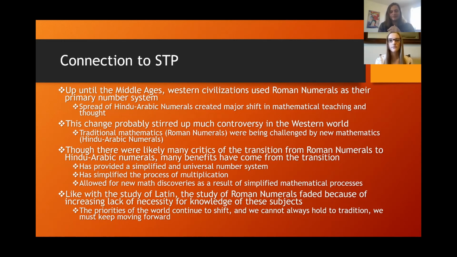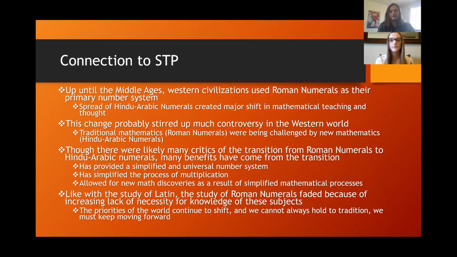Now, there were probably many critics of the transition in the beginning, but because we have transitioned to Hindu-Arabic numerals, there have been many benefits to come from this. Because of its spread from the Hindu-Arabic area into Europe, now every country from Europe to India can use the same number system. So it simplifies the use of numbers throughout the world. So it creates a simplified and universal number system.